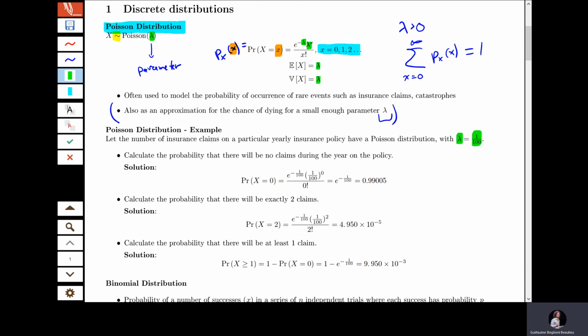So you see that this is an instance of rare events because the expected number of events is 1 out of 100. So the most likely event is that you have 0 claims. Maybe you're going to get 1, but this has a small probability, and then getting 2 is also an even smaller probability because on average you get just 1 out of 100.